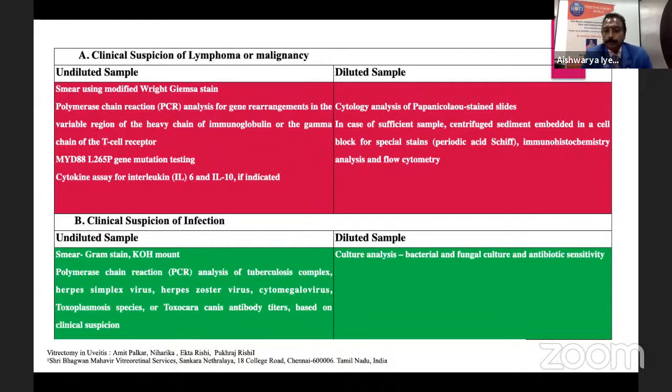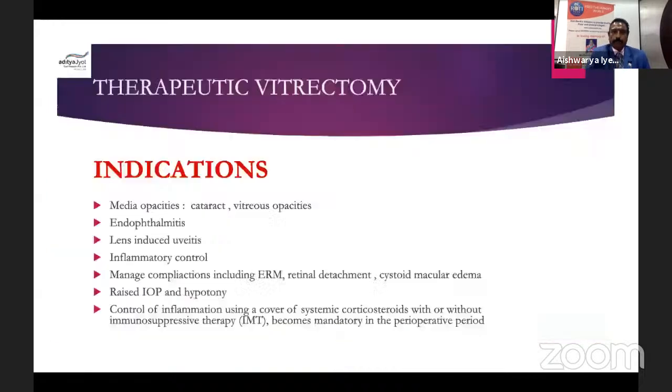In case of sufficient sample, centrifuge sediment embedded in a cell block for special stains, periodic acid-Schiff, immunochemistry analysis, and flow cytometry. And I think the uveitis specialist and the surgeon should know about this, because I once remember Dr. Vajana took me to the lab to say, come on, put it in the petri dish as well as inoculate into the media. And I was struggling. After that, I worked in the lab as an intern to learn what they're doing. We may not need to do it, but you should know what they're going to do. And with clinical suspicion of infection, undiluted sample, again, smear, Gram stain, KOH mount, PCR, and diluted, you have culture analysis, bacterial and fungal culture, and antibiotic sensitivity.